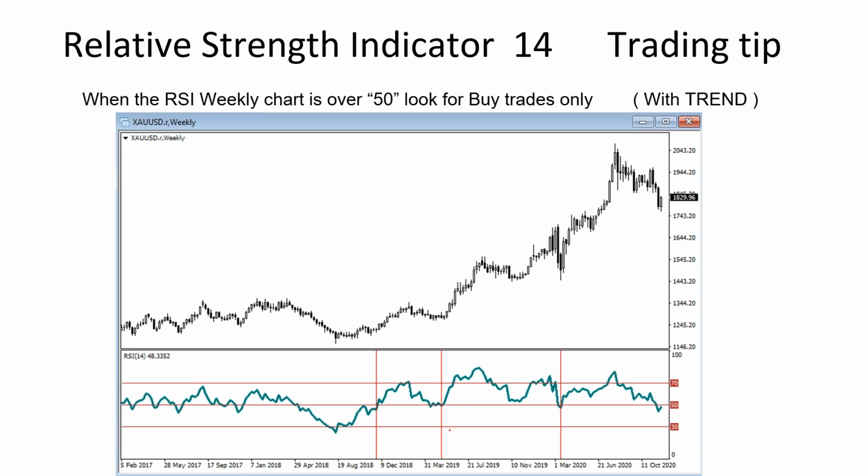One of the key aspects of using RSI as a trading tool is simply looking for the 50, looking for it across the 50 mark. So here is the 50, the middle of the range. RSI revolves essentially around 50, down to 0 and up to 100, but the 50 is the key middle area. This is a weekly chart.